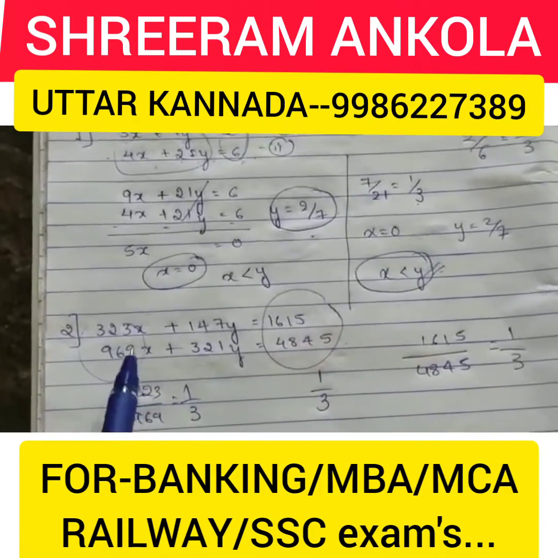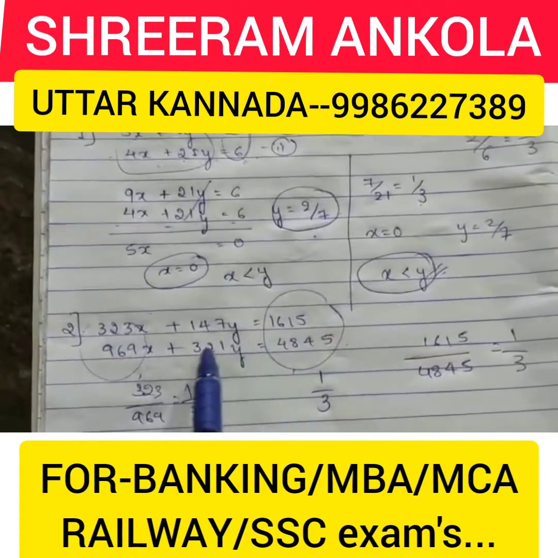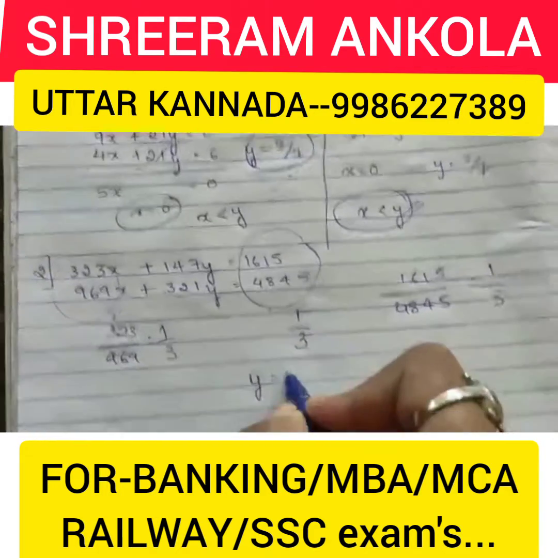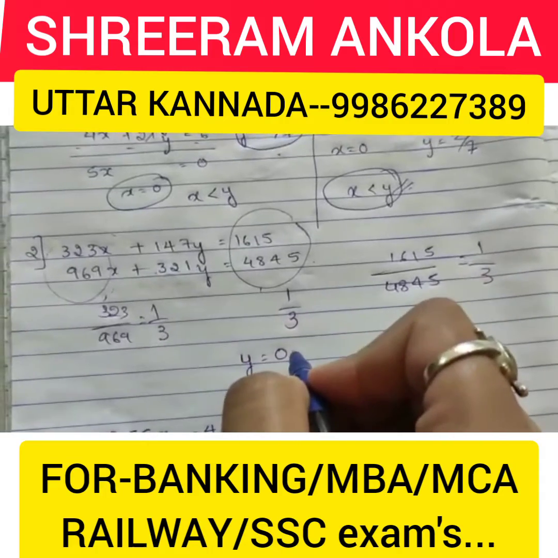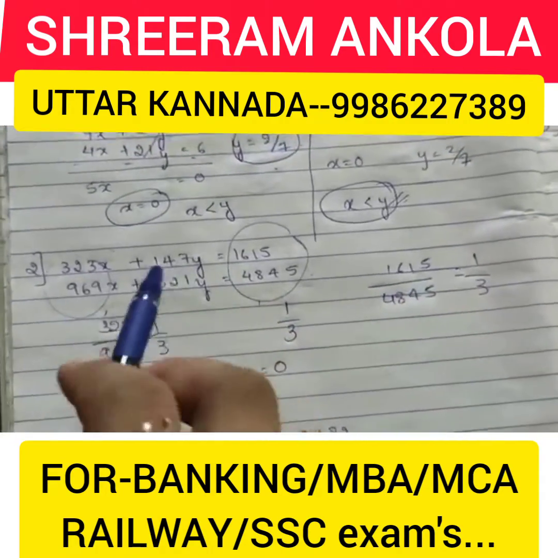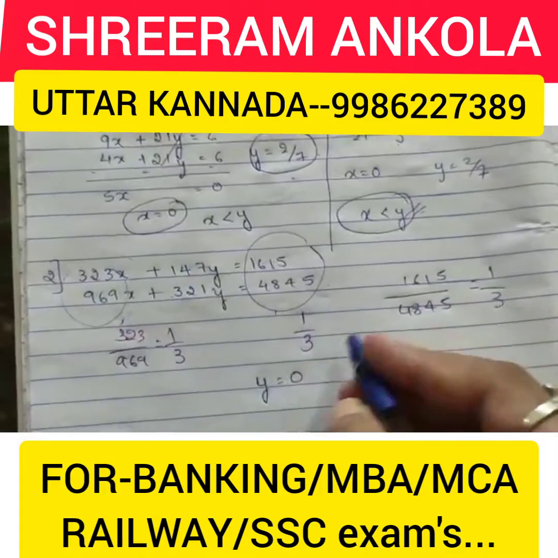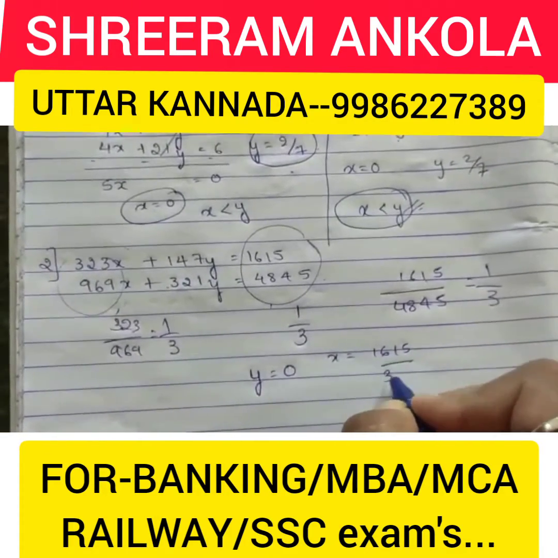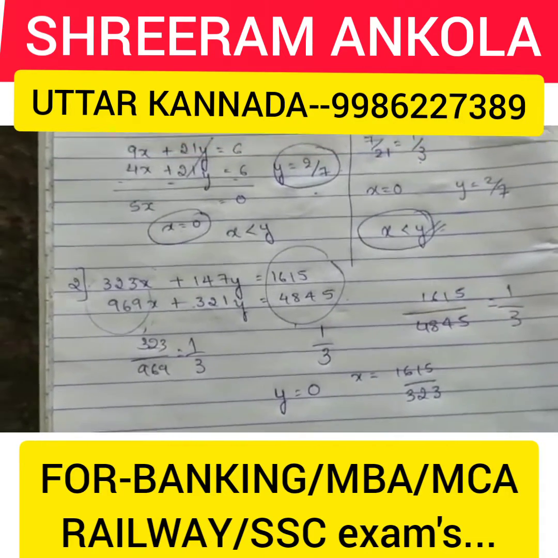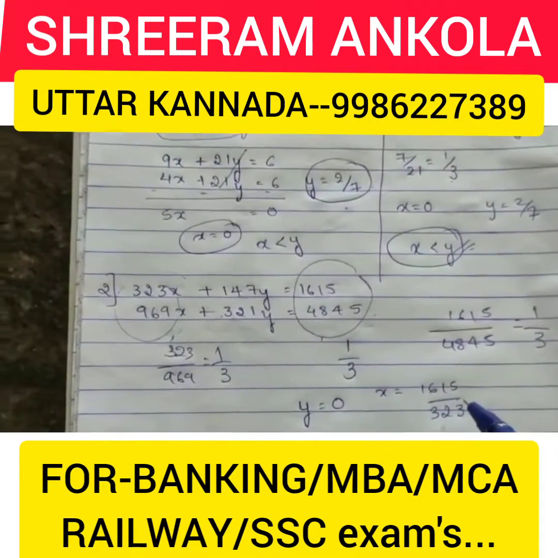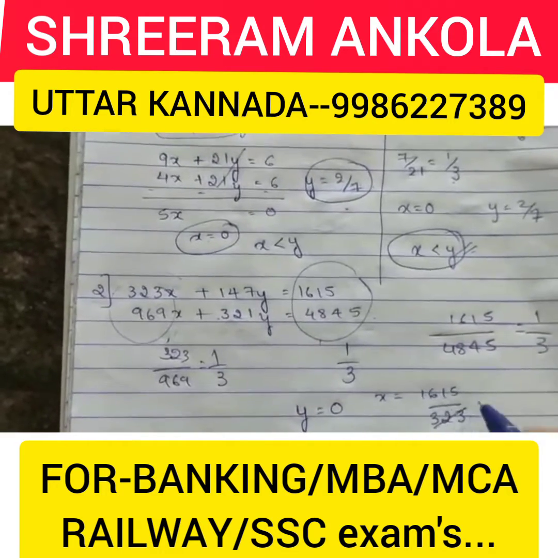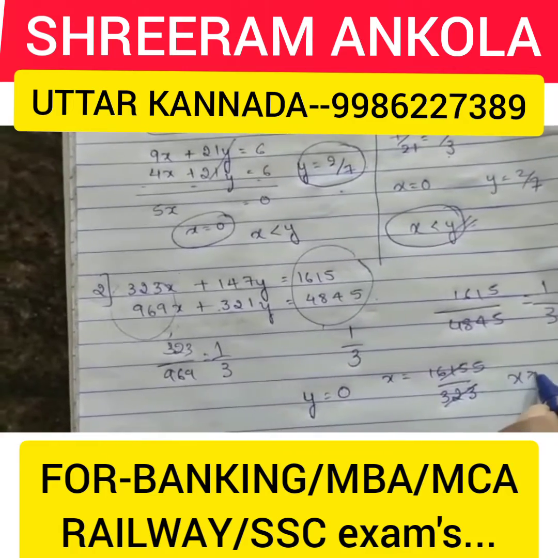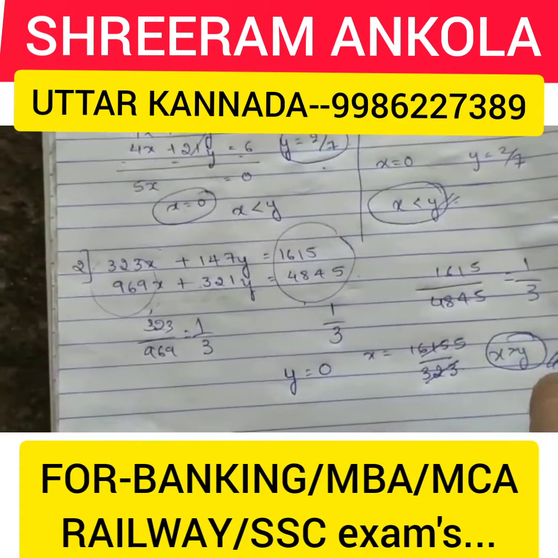That means here we are using the x terms and the constant term, but we are not using the y terms. That means directly we can put the value y is equal to 0. When y is equal to 0, x is equal to 1615 divided by 323. This becomes 5 times, 1s are 5s. Therefore, x is greater than y will be your answer here.